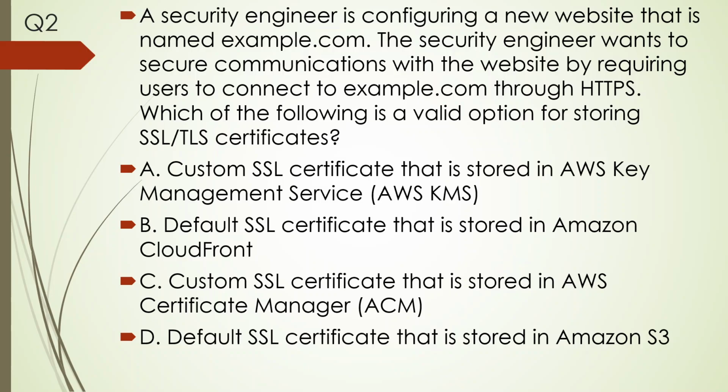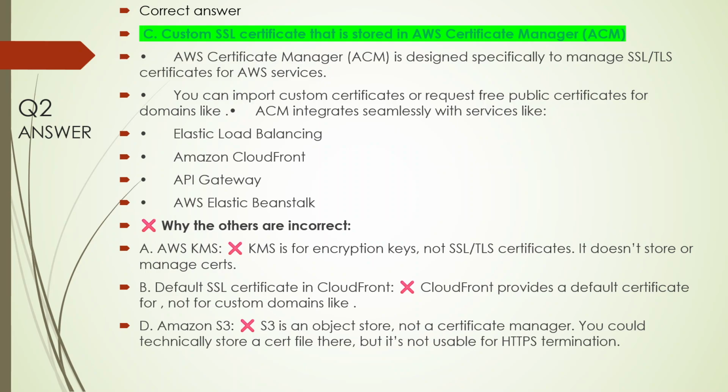Letter A, a custom SSL certificate stored in AWS Key Management Service. Letter B, the default SSL certificate stored in Amazon CloudFront. Letter C is a custom SSL certificate that is stored in AWS Certificate Manager. And letter D is an SSL certificate that is stored in Amazon S3. So the correct answer is letter C.